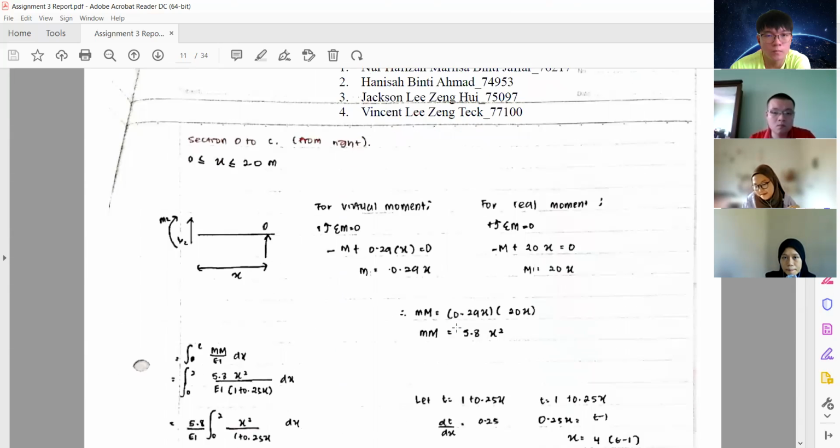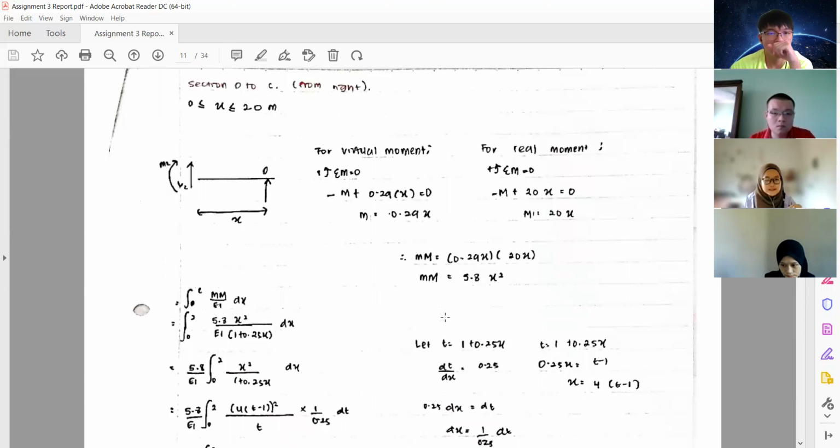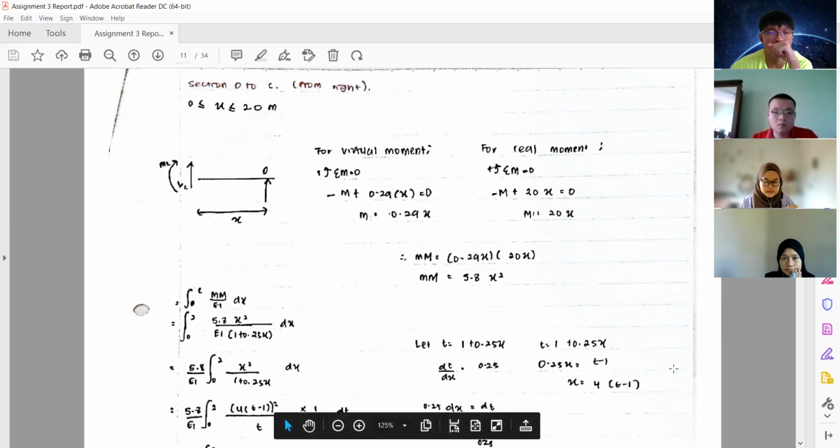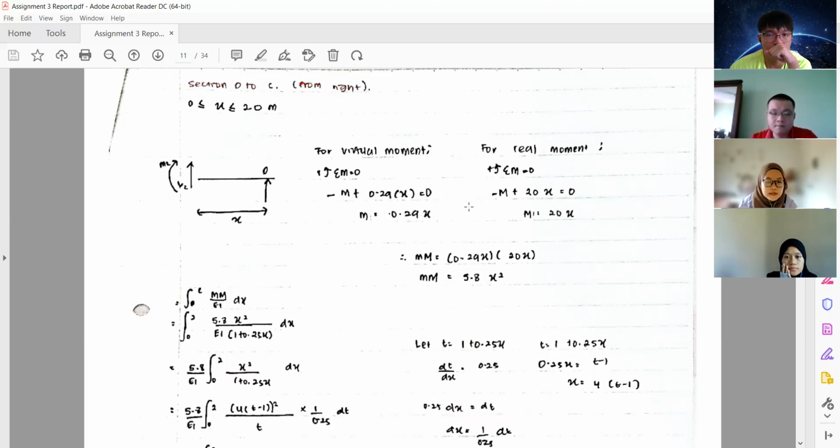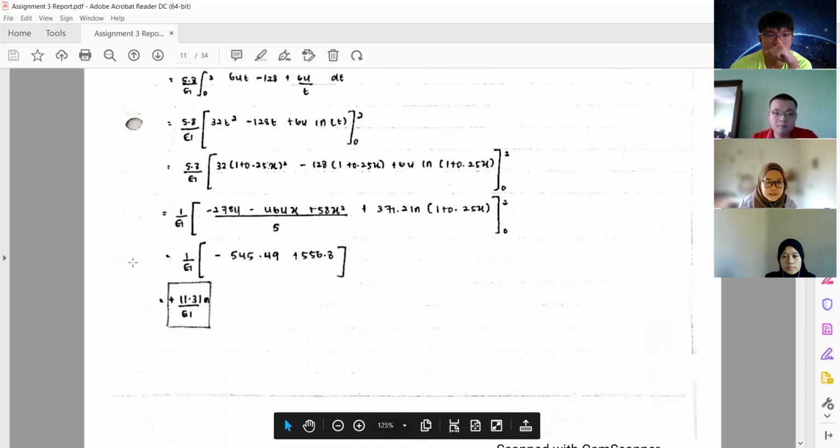After that, we need to determine section D to C from the right. So this is from 0 to 2 meter. Then we find the virtual moment and also the real moment, and I get them as 5.8 x squared. Then we use the equation to determine, and I get 11.34 over EI.